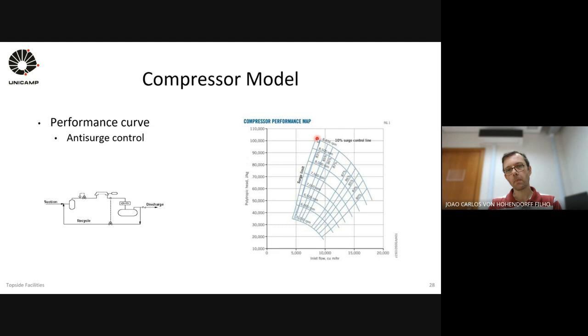a compressor performance map from the manufacturer, and it is a common chart for different equipment. It correlates the polytropic head and the inlet flow of the compressor, and since it is rotary equipment, depending on the velocity of the rotation, I can change the polytropic head of my system. Okay? But we have some questions related to compression systems.